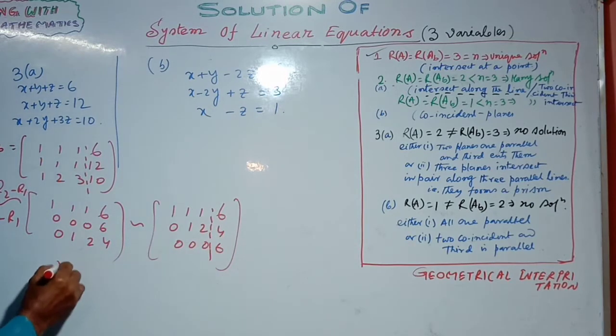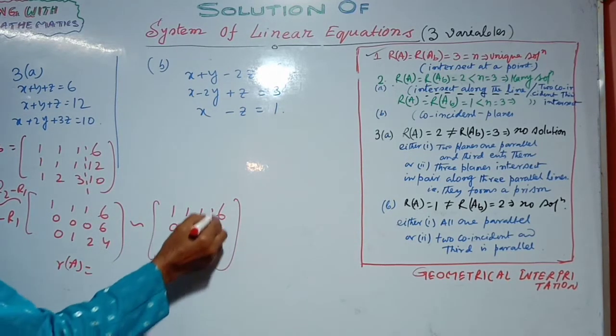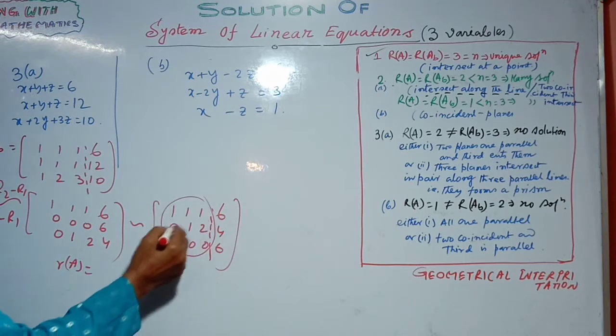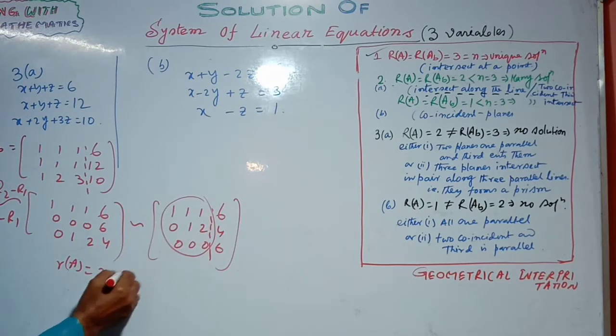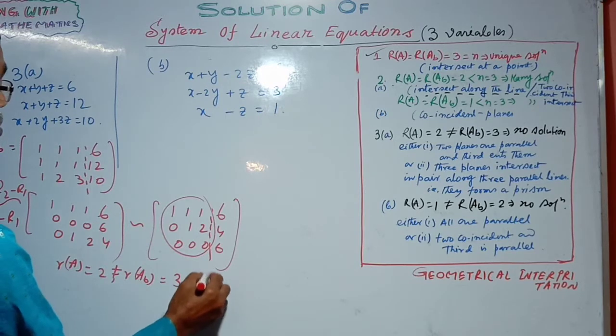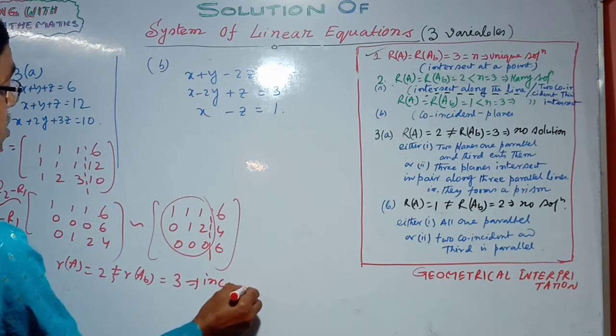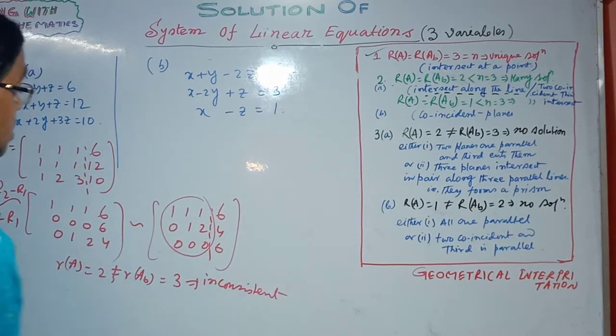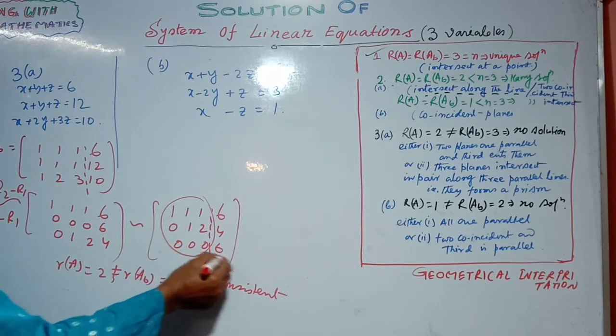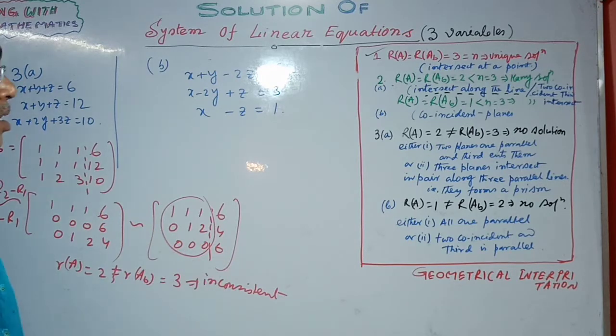Here rank of A equals 2 non-zero rows, but rank of the augmented matrix is 3. Therefore this is not equal to this, therefore it is an inconsistent case. Therefore it has no solution. If we solve this, again 0 equals 6, which is absurd.